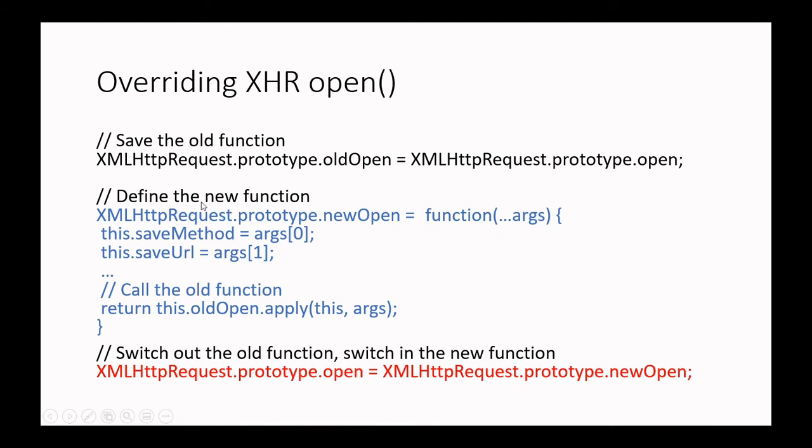Now we define the new function, and it will do some things such as saving the method and saving the URL, and then it is just going to call the old function. And then finally we switch out the old function and we switch in the new function. So from this point on, every time he creates a new XMLHttpRequest and calls open on it, it calls our wrapper before calling the original.